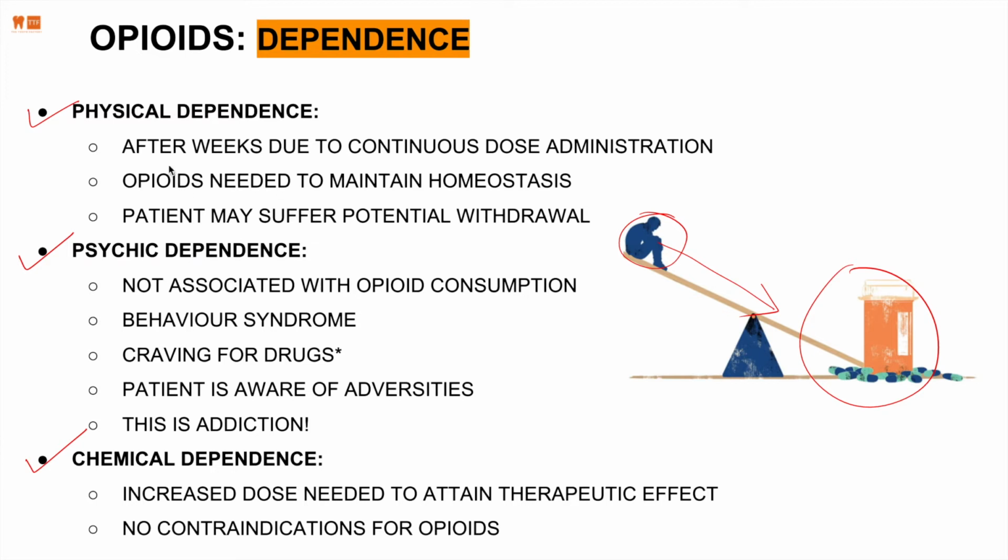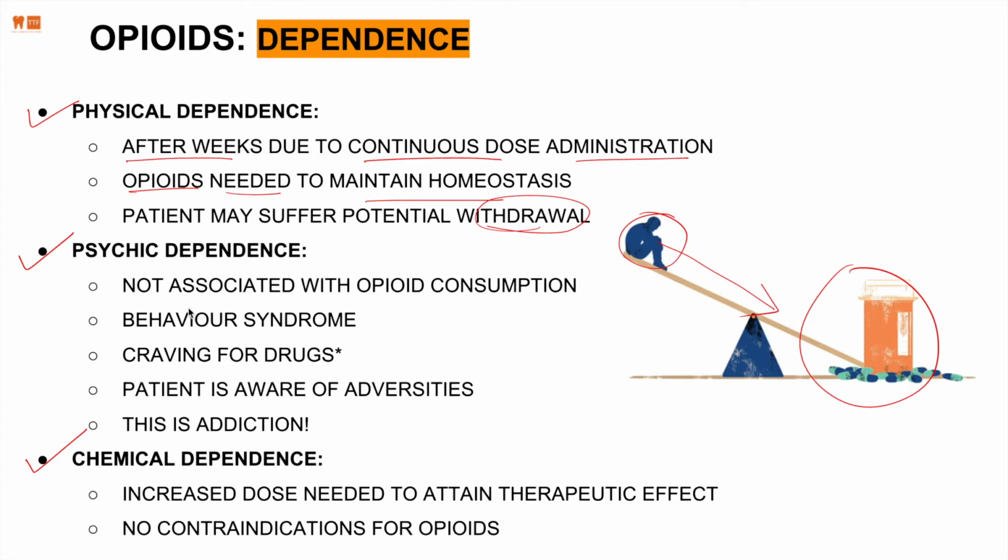We got physical, which is after weeks of use due to continuous dose administration. If you do it every day consistently for weeks, we can develop physical dependence. What is that like? It means that opioids are needed to maintain regular bodily homeostasis. Our patients may suffer potential withdrawals when we get rid of this dependence.